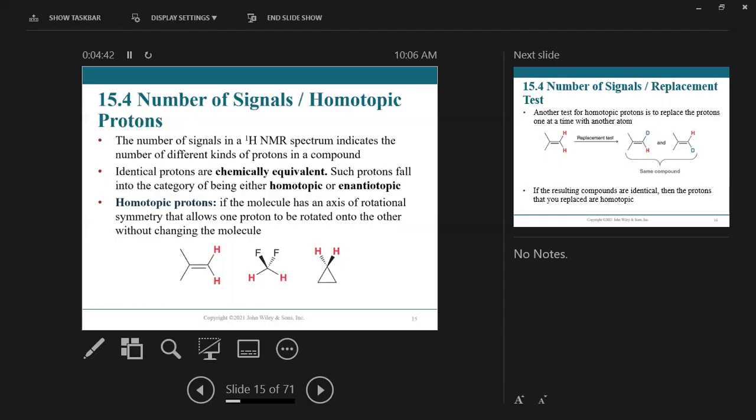There's a number of signals in a proton NMR spectrum. It indicates a number of different kinds of protons in the compound. Identical protons are chemically equivalent. Such protons fall into the category of being either homotopic or enantiotopic.